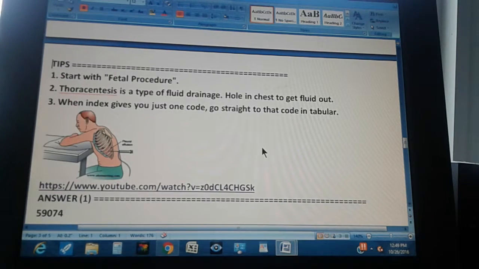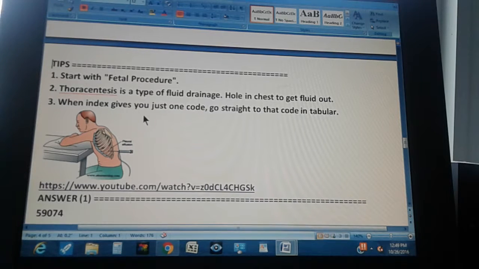First tip. You start with fetal procedure. We're performing a procedure on a fetus, so the logical way is to go to fetal procedure. Now, from there, thoracentesis is a type of fluid drainage. Drainage is extracting fluid. Thora means chest, centesis means extract fluid. A hole in the chest to get the fluid out. And the third tip?